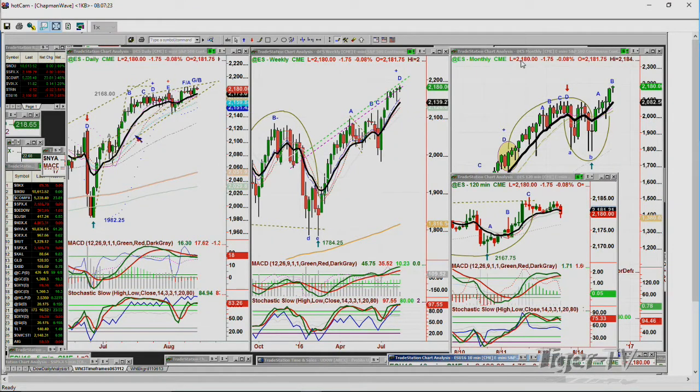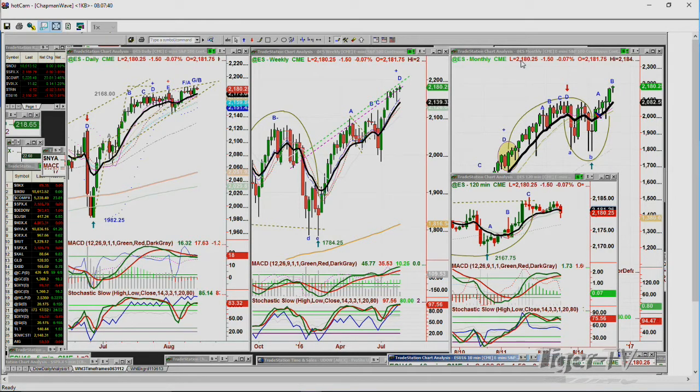On the left here is the daily chart of the E-mini, the S&P E-mini. This is actually the continuous contract, which trades at exactly the same price as the September E-mini. I like it because I can go all the way to my monthly chart and get all the data going back as far as I want.